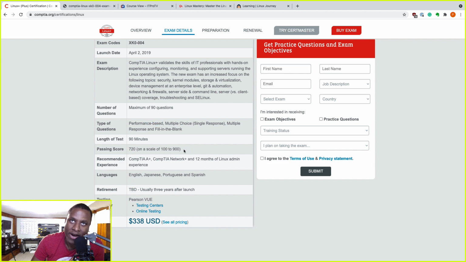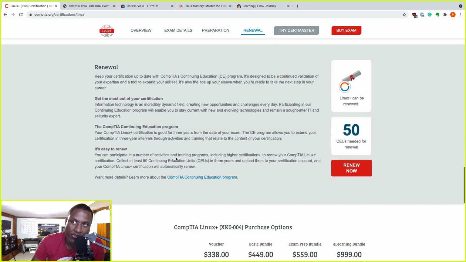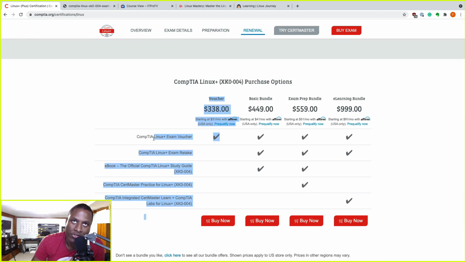720 passing score out of 900, and then the rest here is the price. The price is about $338, which is pretty expensive. And as you scroll down a little bit more, I break it down. If you just want the exam voucher, one voucher, it's $338. If you want the bundle, with one retake and other things as well, it is about $449.